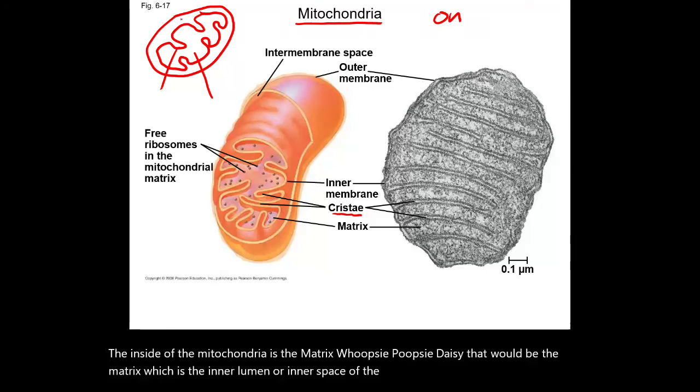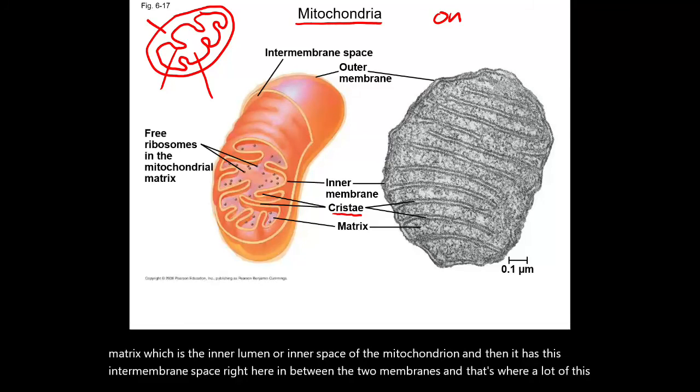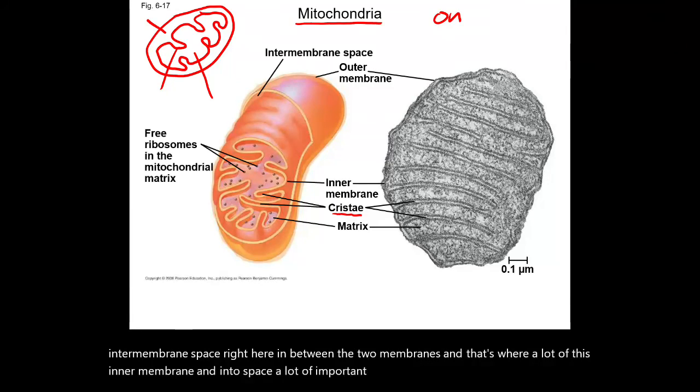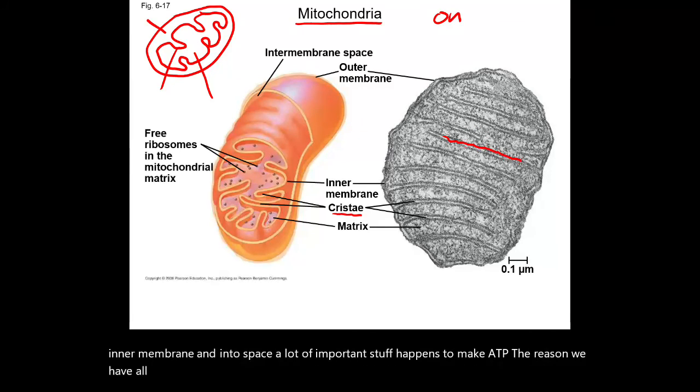And then it has this intermembrane space right here in between the two membranes. On this inner membrane and in the space, a lot of important stuff happens to make ATP. The reason we have all these cristae is to increase the surface area. We have a larger surface area in that inner membrane to allow us to make more ATP.